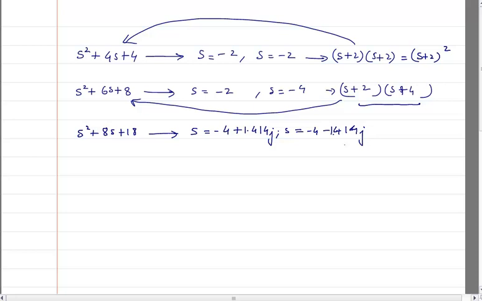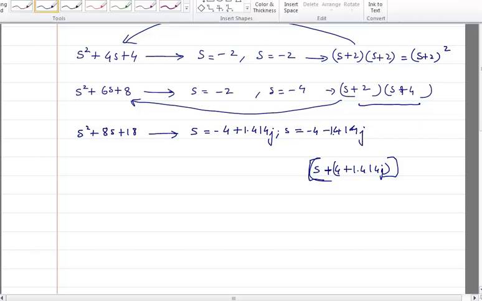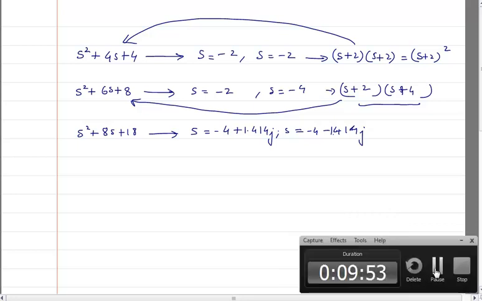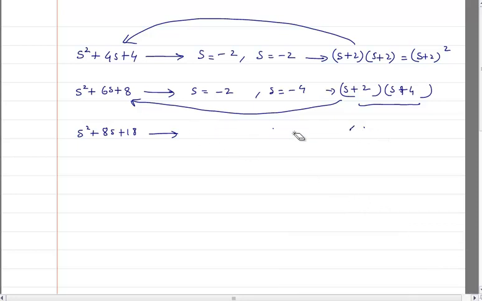In such a case, you have to use a totally different technique for writing the factors, because we have not studied what the Laplace inverse of s plus 4 plus 1.414j is. You can in a way say that I will be able to write this, but again you will have to solve this further. So for such cases, we will not use this one, but we will use a totally different concept of solving it. So let me rub this.